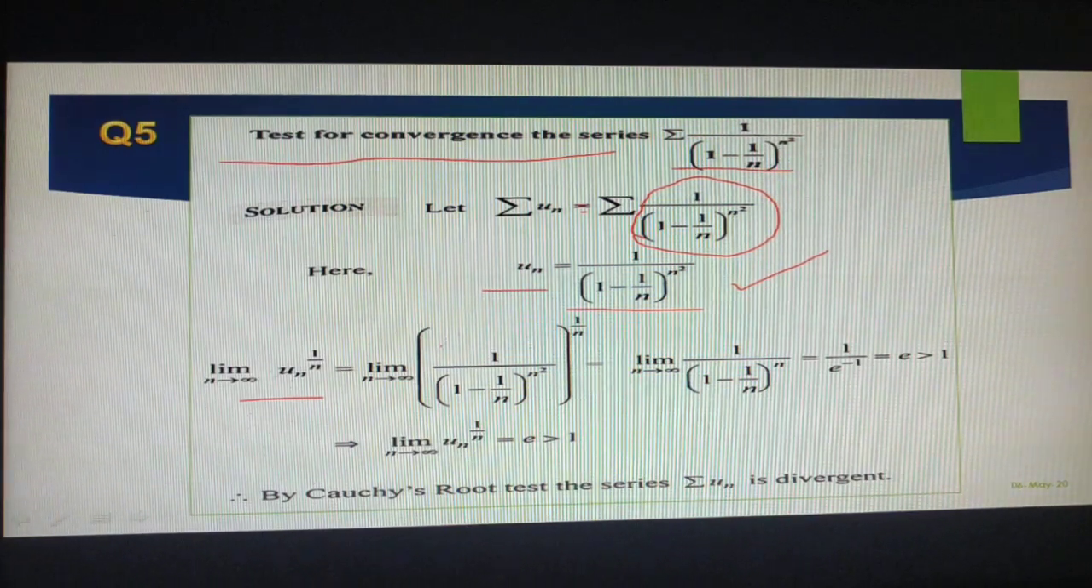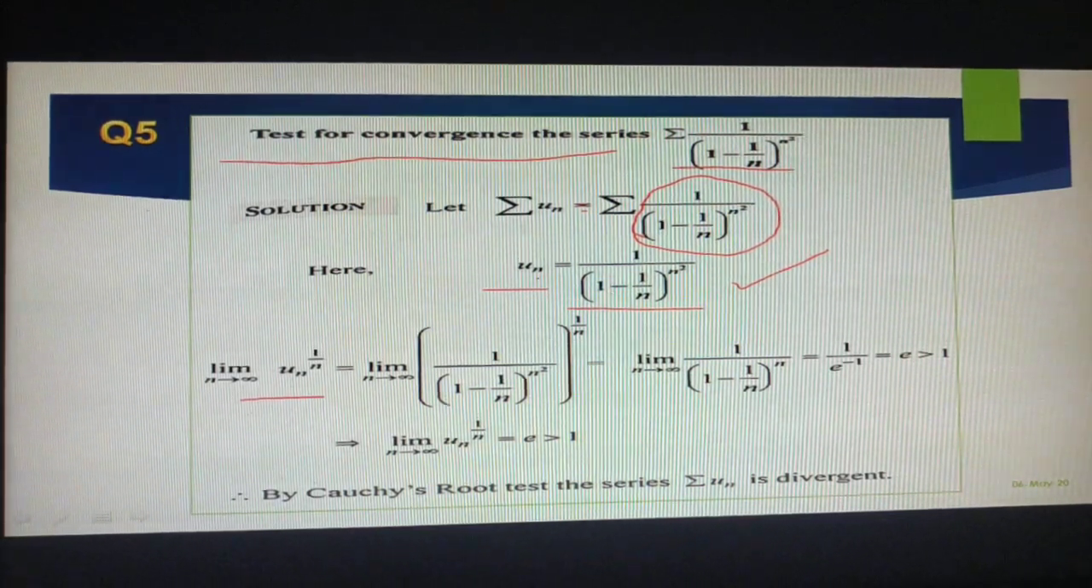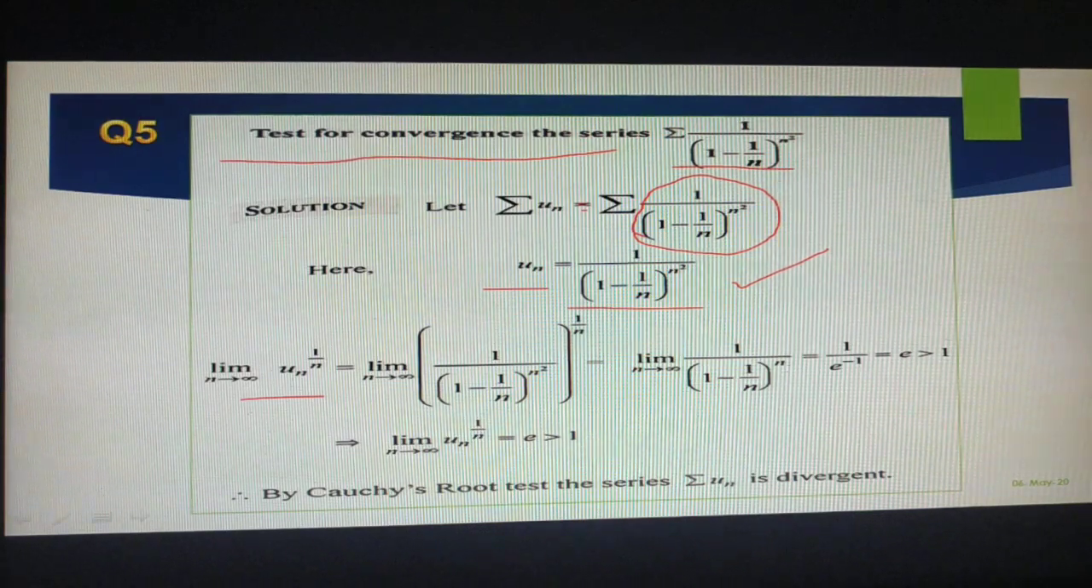So what is your un here? 1 by (1 minus 1 by n) whole to the power of n square, whole to the power of 1 by n. You just plug in this un value here, whole to the power of 1 by n. Now as you know, 1 to the power of any number is 1, and the n will get cancelled. So we get 1 by (1 minus 1 by n) whole to the power of n.